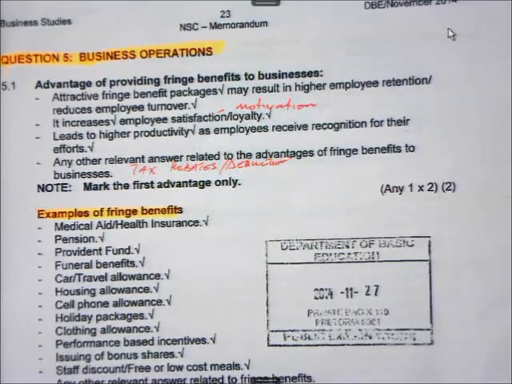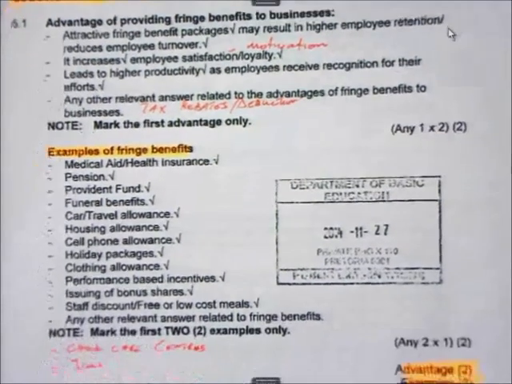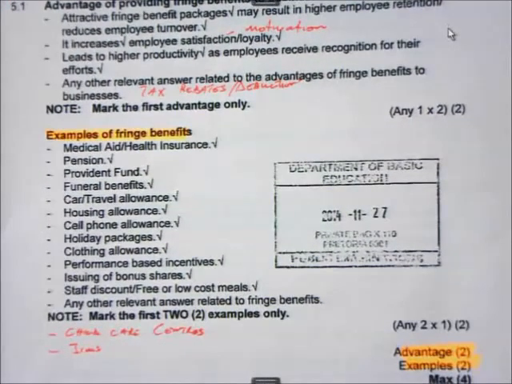And candidates were also asked to do what? To make mention of fringe benefits. Here are the fringe benefits that we have just made a presentation on. Medical aid, health insurance, pension, funeral benefits, car travel allowance, cell phone allowances, holiday packages, clothing allowances, because in other companies they get allowances such as clothing allowances, performance-based incentives, and so on. So surely you've got a lot of information to look at.